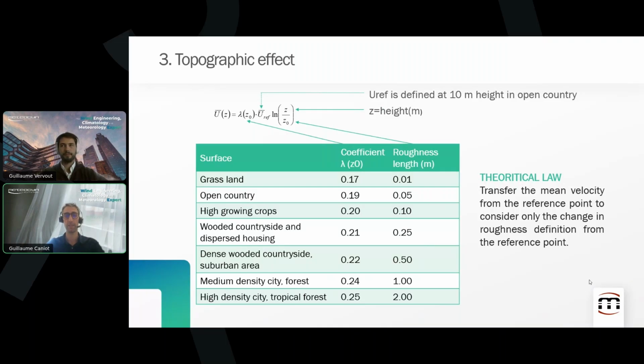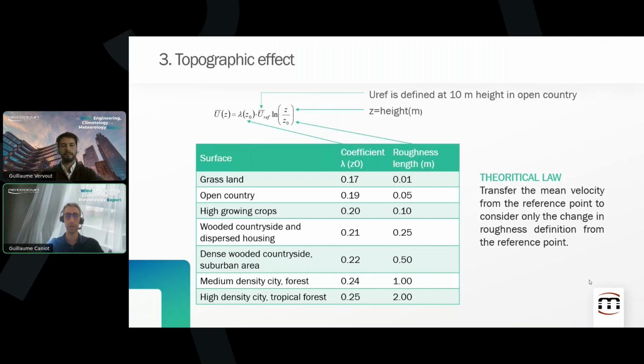Here, the wind speed is expressed by a coefficient. You have lambda, and this lambda depends on the roughness of your site, the Z0. And you see you have different classes for grassland, open country, up to high density city. So the range is between 0.17 and 0.25, the lambda coefficient. It depends on the wind speed URF. Note that URF is defined at 10 meters high in open country. This is important to remember, in open country.